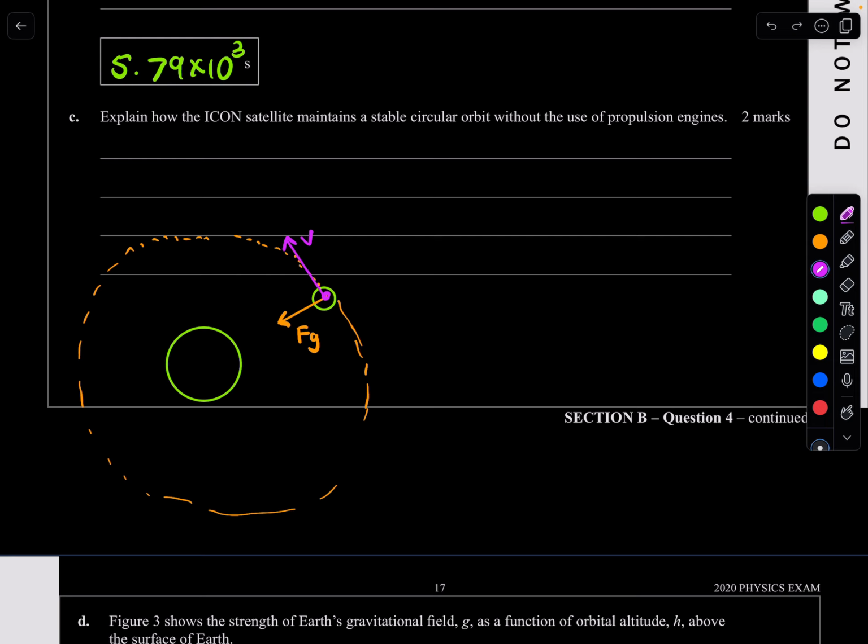This is what you just need to answer. You just need to say the satellite only experiences the force of gravity. There's only one force that acts on it, which is just the force of gravity, which remains constant in magnitude and is always perpendicular to the velocity. And we also know that no work is done by gravity on the satellite, and so the satellite moves at constant speed and hence maintains this stable or circular orbit.